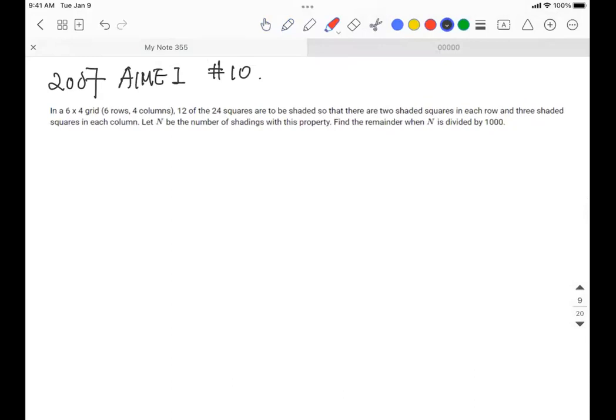So the problem says you have a 6 by 4 grid, 6 rows, 4 columns. 12 of the 24 squares, of course, you have 24 squares, right? 12 of the 24 squares are to be shaded, such that there are 2 shaded squares in each row and 3 shaded squares in each column. Every row you have 2, every column you have 3. Let n be the number of shadings with this property. Find the remainder when n is divided by 1000. Because an AIME answer is a number from 0 to 999, they want a remainder to make sure the number falls into that range.